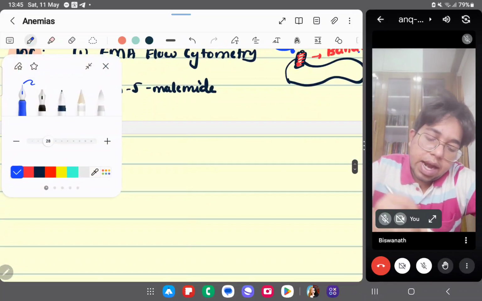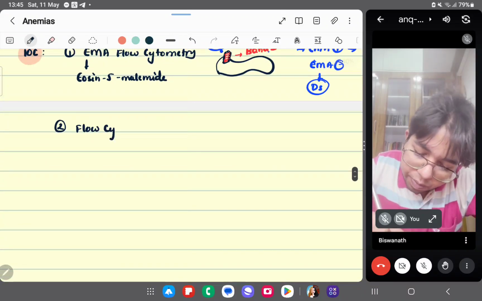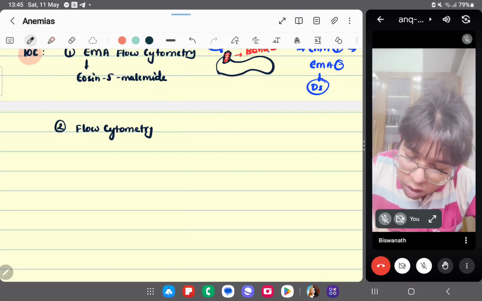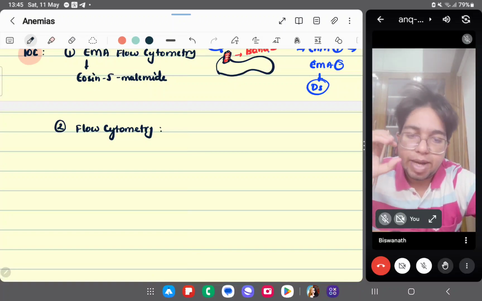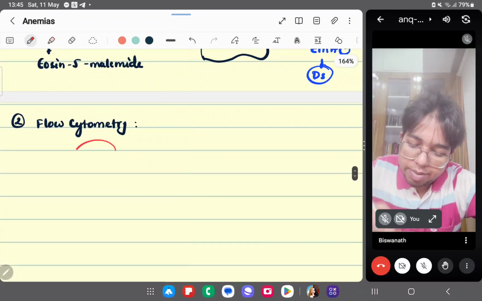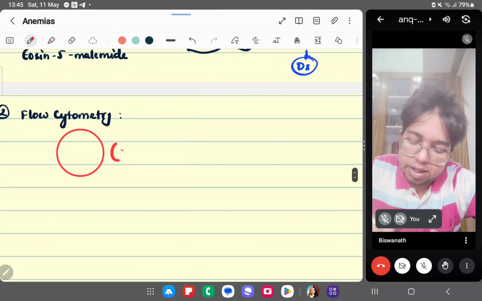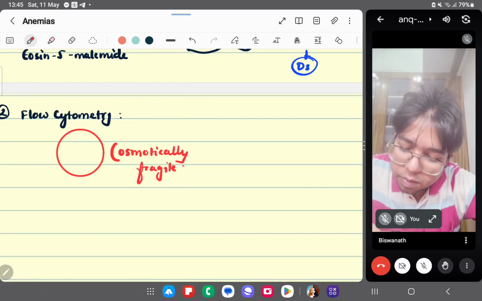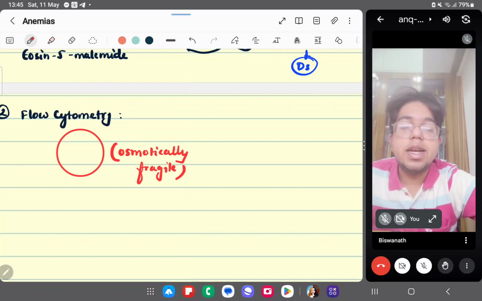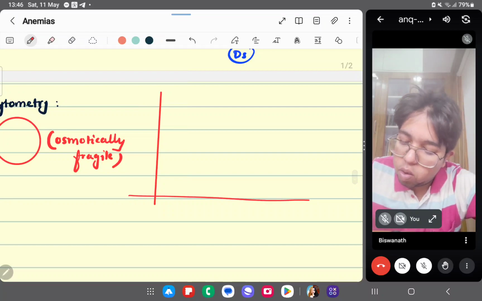This is one. And another identification you can do is flow cytometry. So with the spherical RBC, you just know that the spherocyte is osmotically fragile. If it is osmotically fragile, then it will be lysed earlier than normal. There is a graph actually. If I want to tell you, there is a graph.